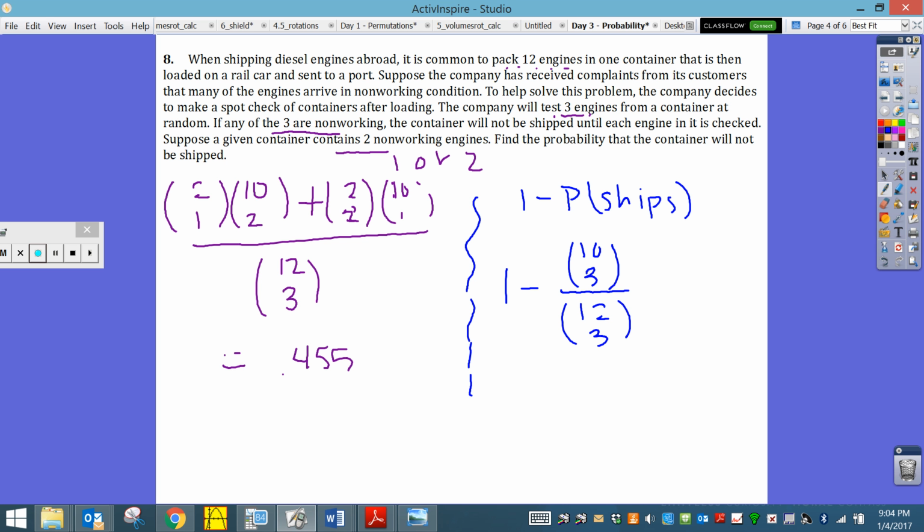If we work this into our calculator, you should be getting 0.455. So you'll see we get the same answer no matter what. Lots of different ways to work it. Well, 2 different ways.